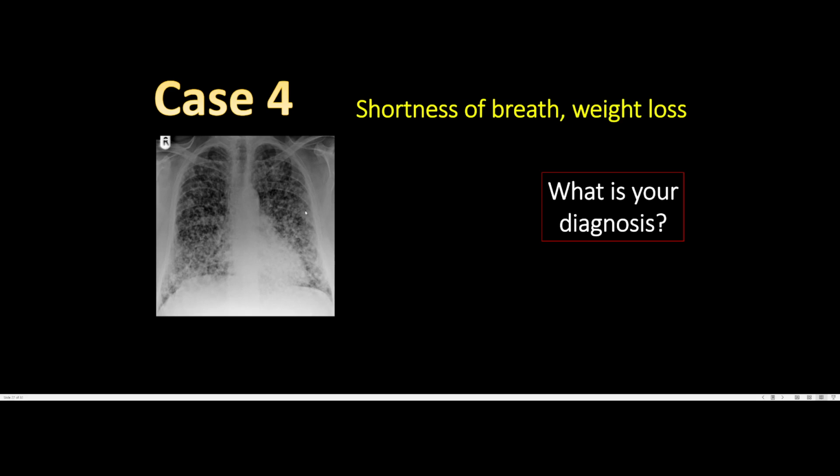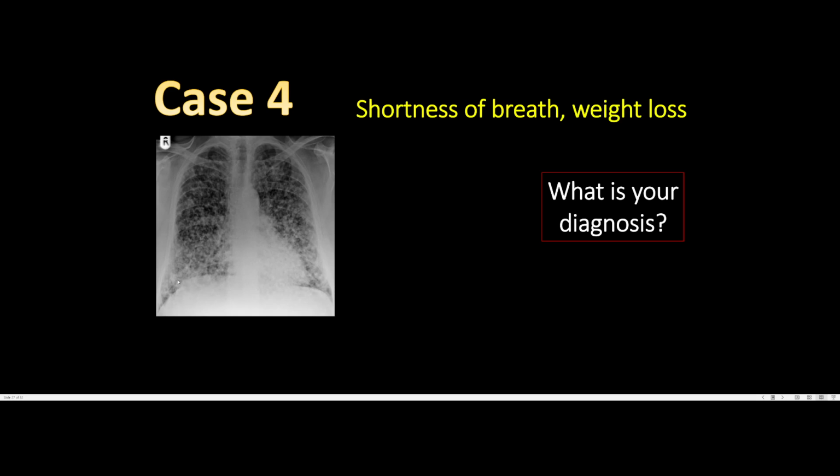Now let's look at this next case. This next case is interesting because here we have a person with shortness of breath and weight loss. And here immediately you have a PA chest x-ray showcasing very interesting findings. If you notice, these are pulmonary nodules that are whitish in appearance, and they are spread out. They're not focal, they are diffuse.